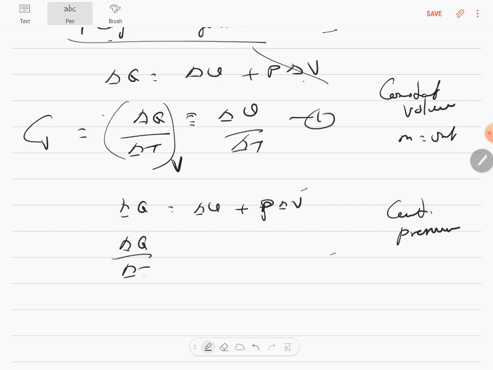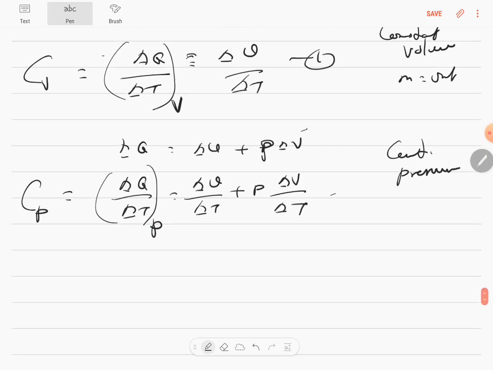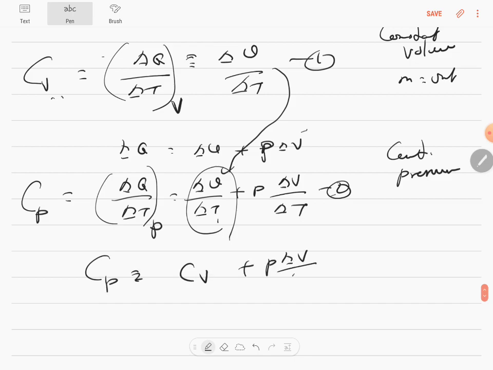Delta Q by delta T is equal to delta U by delta T plus P into delta V by delta T. And this itself, under constant pressure, will give you Cp, specific heat at constant pressure. Okay, but now what you should do, mark this as your equation 2. But this itself is Cv, delta U. Can you see? Yes. So then therefore Cp is equal to Cv plus P into delta V by delta T.